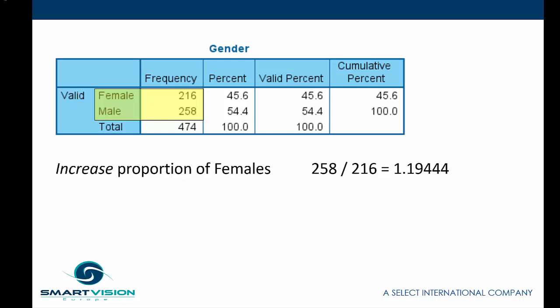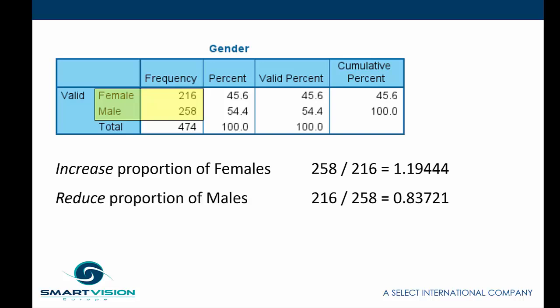So for example, if we want to artificially increase the proportion of females, we're going to come up with a weighting where we divide the number of male respondents by the number of females, which is 258 divided by 216. That gives us a weighting value of 1.19444. That's how much we would be increasing the female sample by. Alternatively, we might want to reduce the number of males artificially in the data, and that would of course require us to divide the number of females by the number of males, which is 216 divided by 258, which gives us a proportion of 0.83721, which is how much we'd be reducing the number of males.